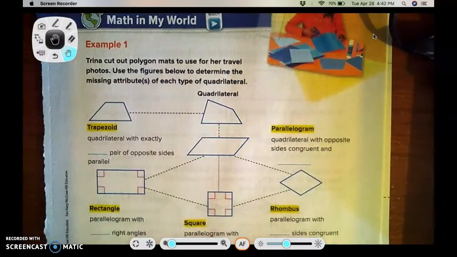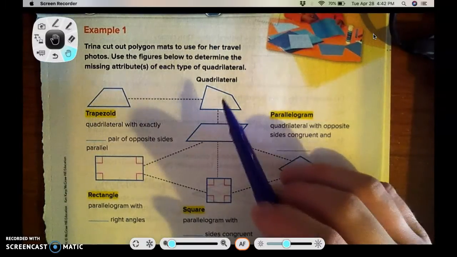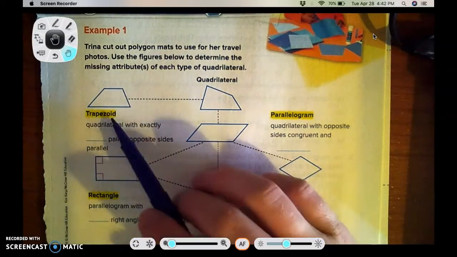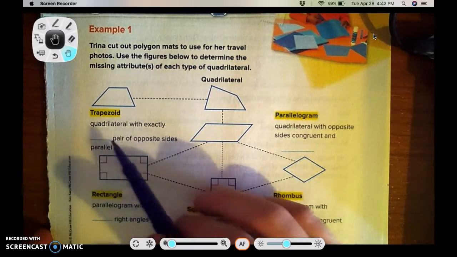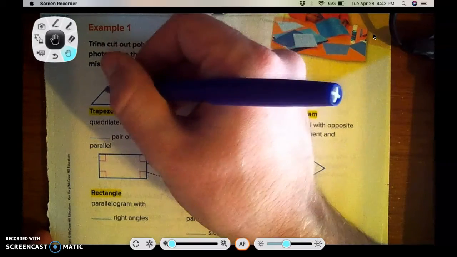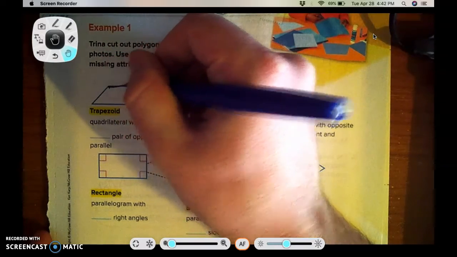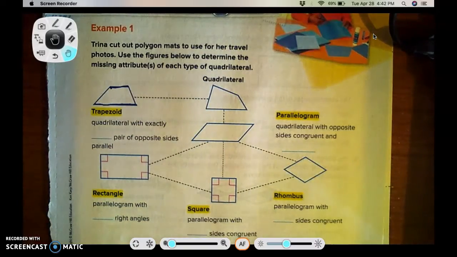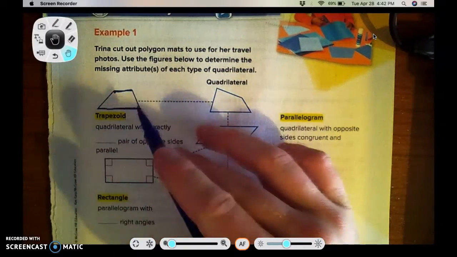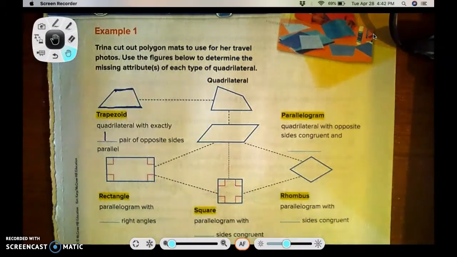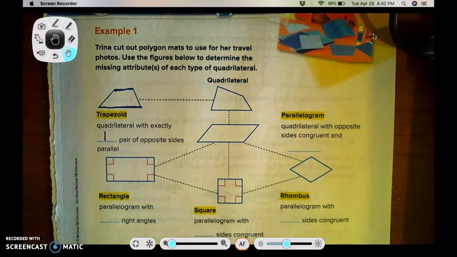Again, this is lesson 5. So here's your quadrilateral. These are the different types that we're going to have. The trapezoid is a quadrilateral with exactly blank pair of opposite sides parallel. So these two right here, these two sides are parallel. These two sides here are not parallel. So it has one pair of opposite sides that are parallel. So it's kind of a wonky looking shape.